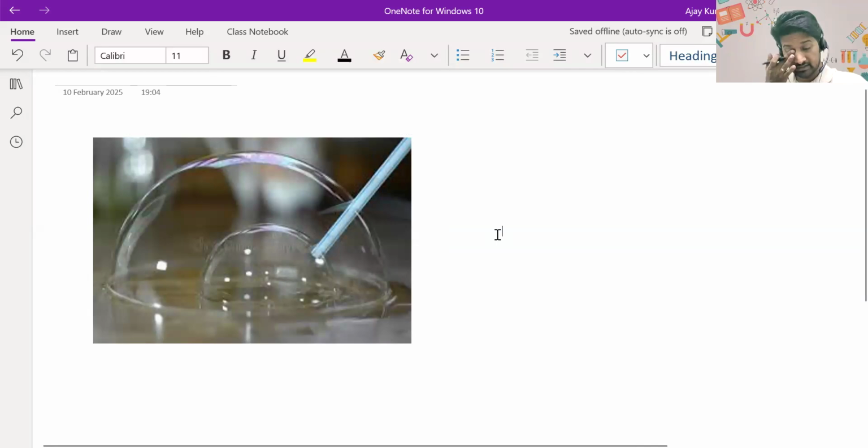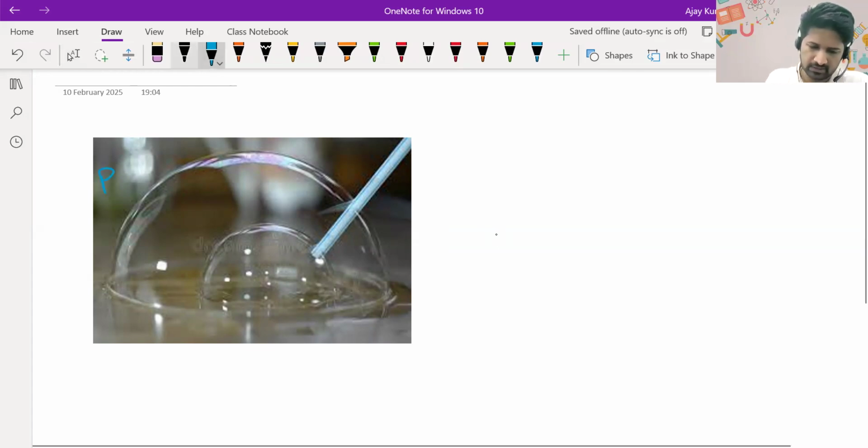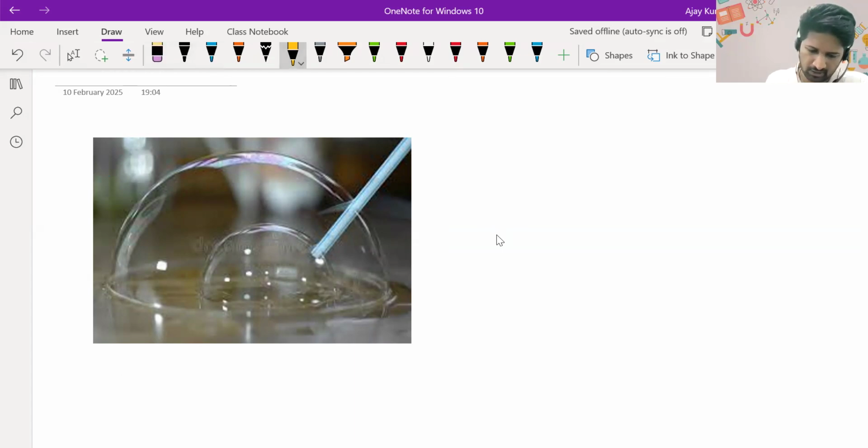Right? So consider this situation. You can see that there is one bubble inside another bubble, which is exposed to air. The pressure outside is atmospheric pressure. Take it as P naught. These are hemispherical bubbles.